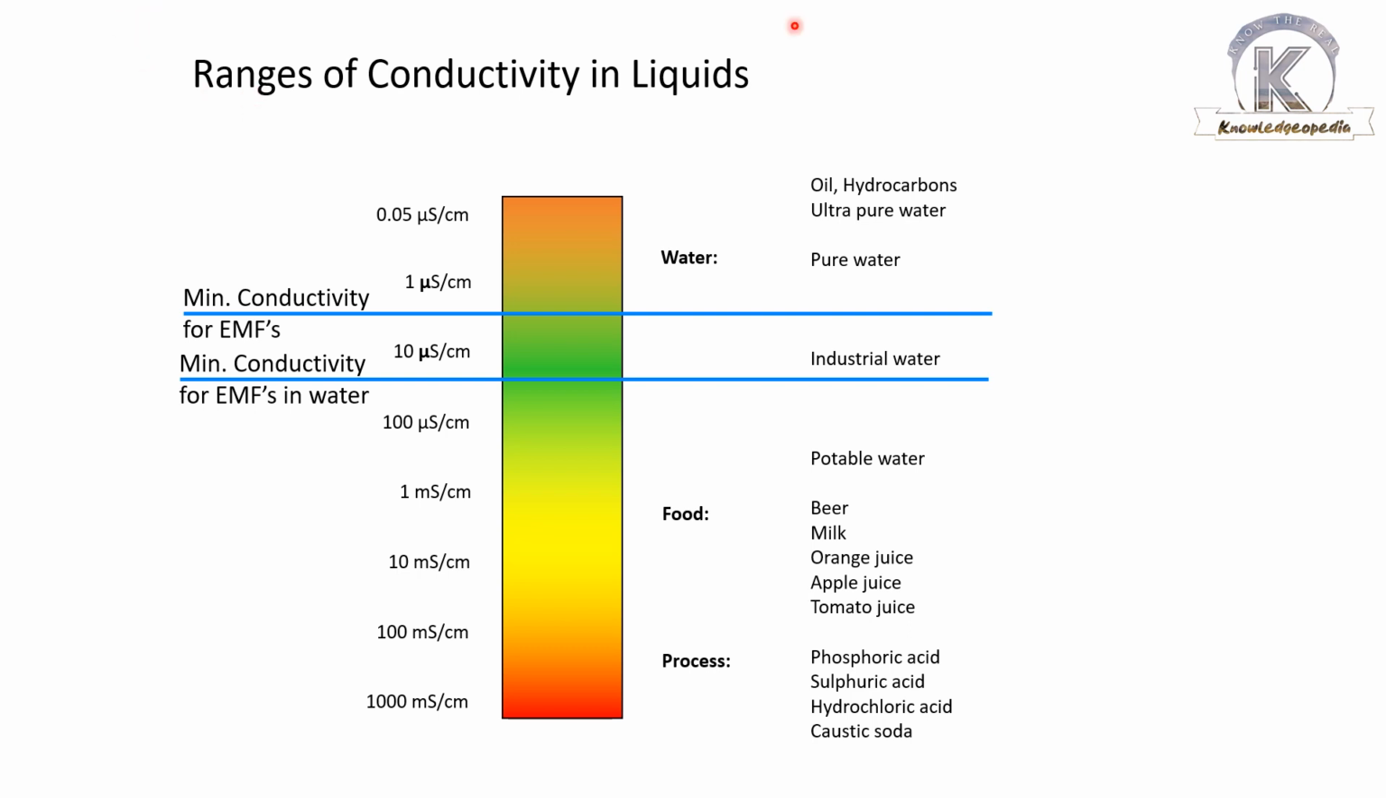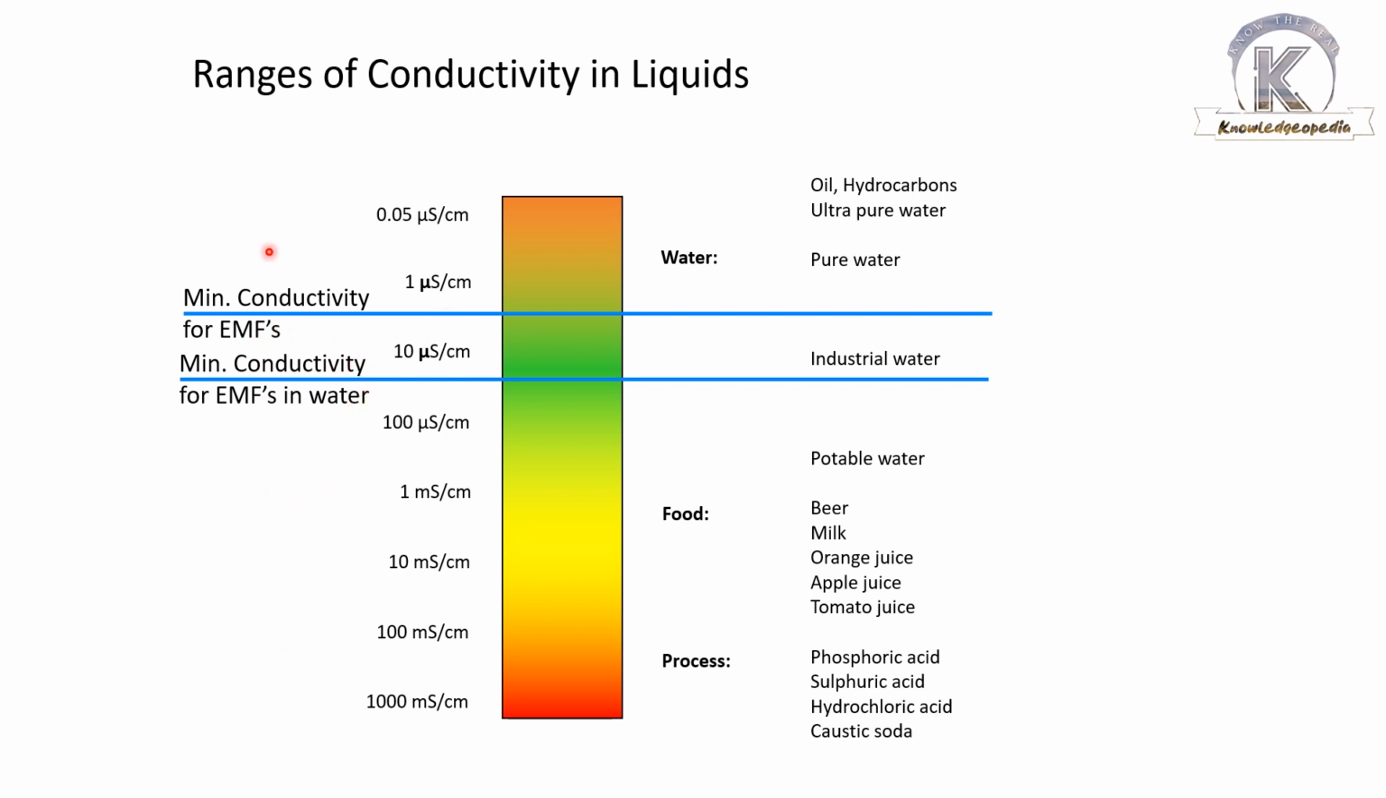Most fluids with little conductivity can be sorted into three groups. One is from 0.05 microsiemens per centimeter to 1 microsiemens per centimeter, and the second group is around 10 microsiemens per centimeter, and for water, EMF in water, that is 100 microsiemens per centimeter to somewhere around 1000 microsiemens. Okay, sorry, millisiemens. So normally electromagnetic flow meters are used in these two criteria only.